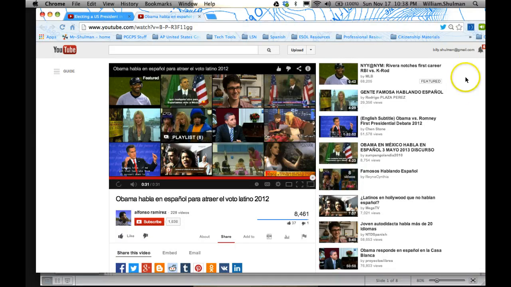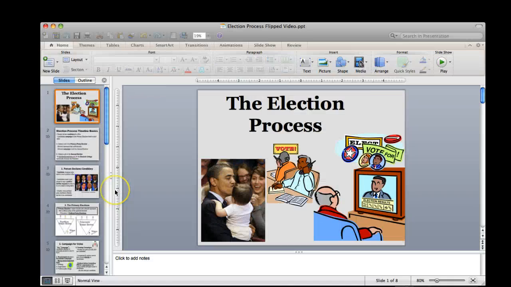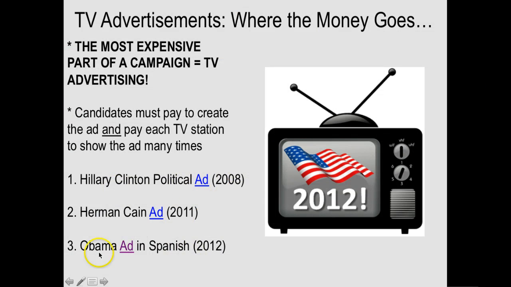Alright, so as you can see, that is a Barack Obama ad in Spanish. Now, you should be thinking to yourself, why did Barack Obama take the time to record the ad and spend money to play this ad in Spanish? Well, Spanish-speaking voters are a big group, a growing group in the United States, and candidates of all parties are trying to get these people to vote for them.